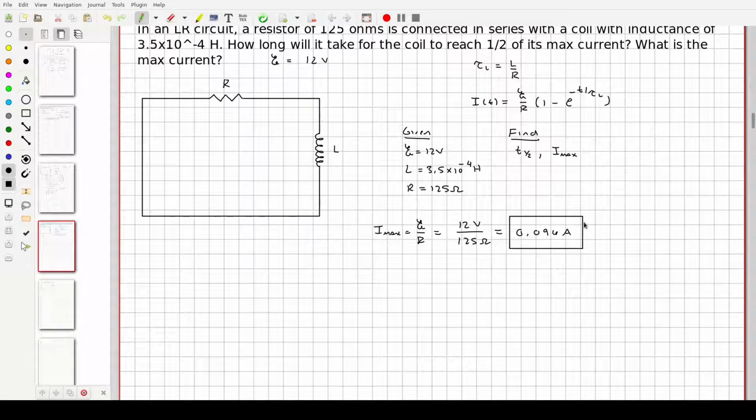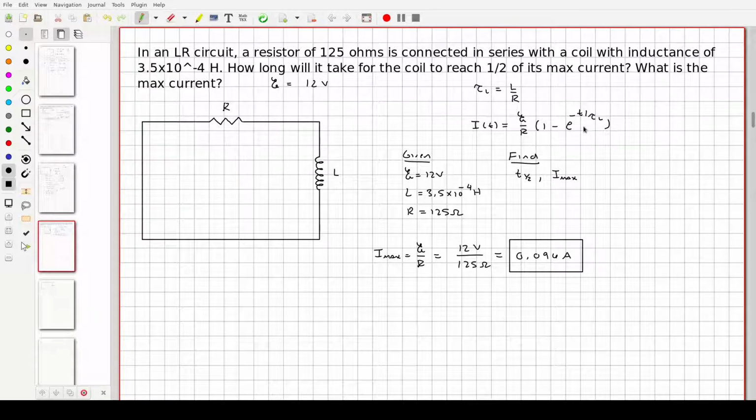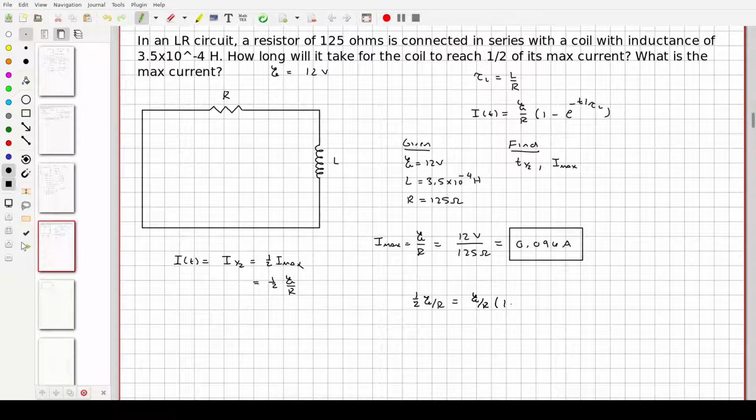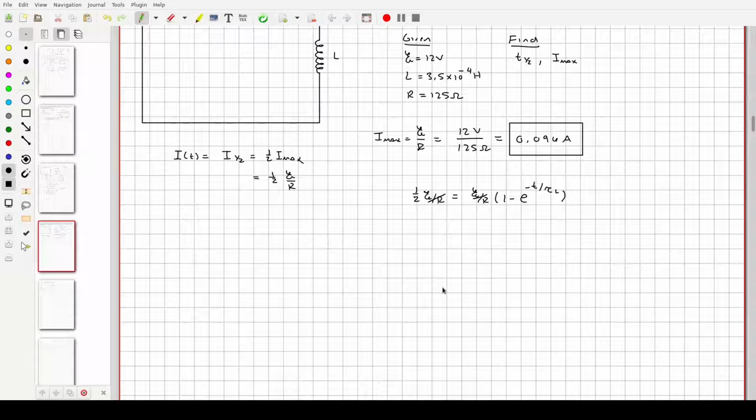Now, the next question is how long is it going to take for this to reach 1/2 of its max current? Well, we have our current as a function of time. So really what we're looking for is time. And what we'd like is for this to equal I 1/2 we'll call, or 1/2 I max, or 1/2 E over R. So 1/2 E over R equals E over R times 1 minus E to the minus T over tau sub L. So this is what we're solving. So the E over R cancel. We have 1/2 is equal to 1 minus E to the minus T over tau sub L. If I put this over here, I get E to the minus T over tau sub L is equal to 1/2.